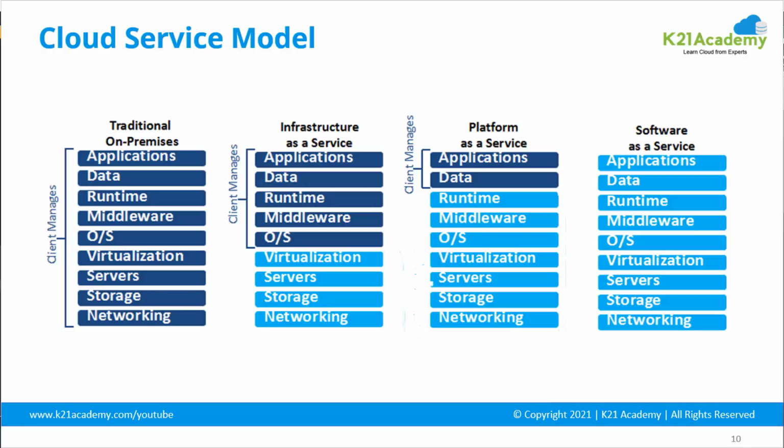So these are the three models we'll see: infrastructure as a service, platform as a service, and software as a service. Now, if you are working on AWS DevOps or AWS Solution Architect, you'll be working mainly on infrastructure as a service and platform as a service. These are the two main categories you'll be working with, and we'll see that a little bit later.